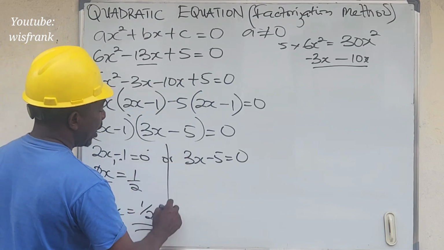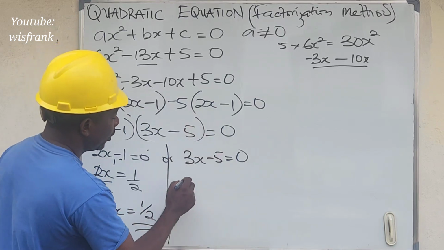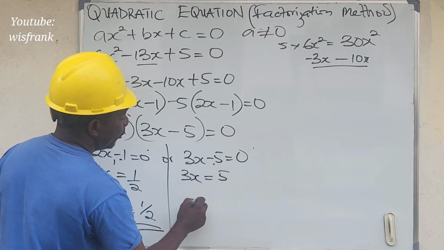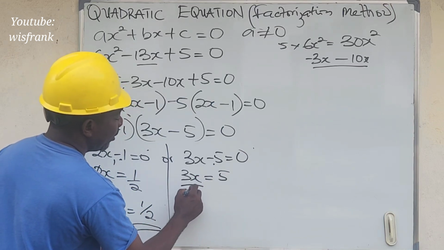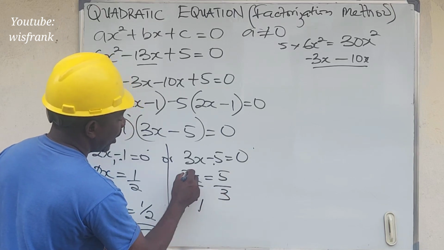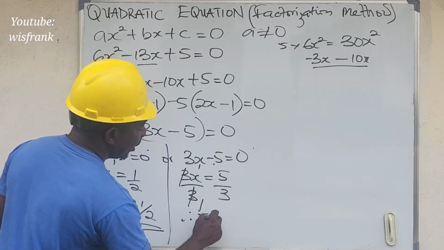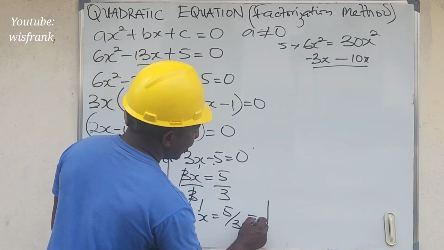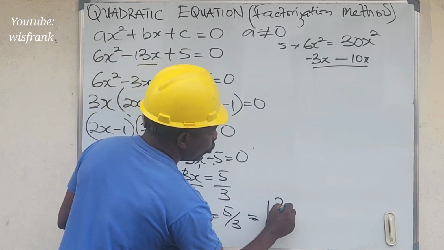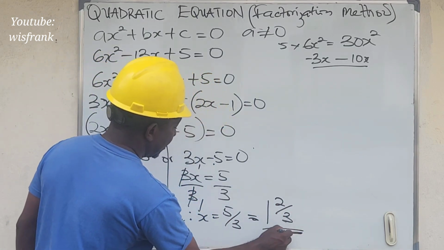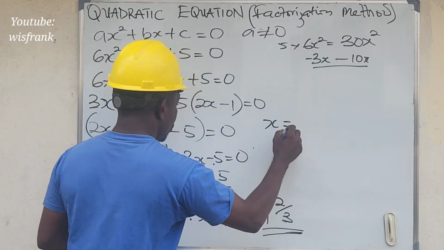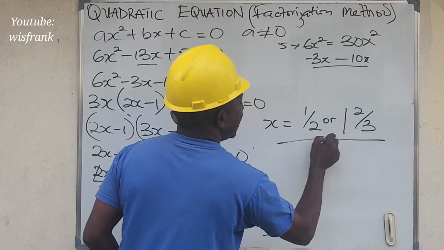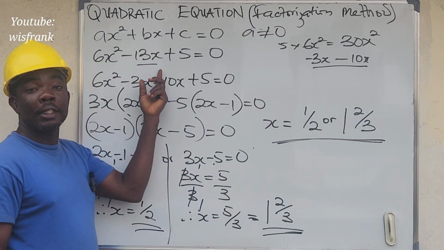So the second one, where we have 3x minus 5 equals 0. Therefore, 3x, when minus 5 transposes to the other side, becomes 5. We can divide both sides by 3. The 3s cancel, and therefore we have x equals 5 over 3. 5 divided by 3 will give us 1, remainder 2, so we have 1 and 2 over 3. So this is the value of x. The two values of x are x equals 1 over 2, or 1 and 2 over 3. So these are the values of x that satisfy the quadratic trinomial equation.